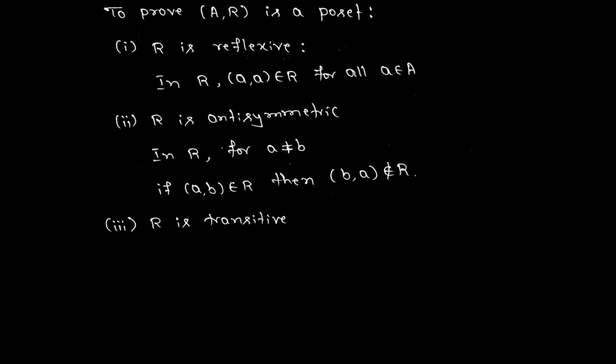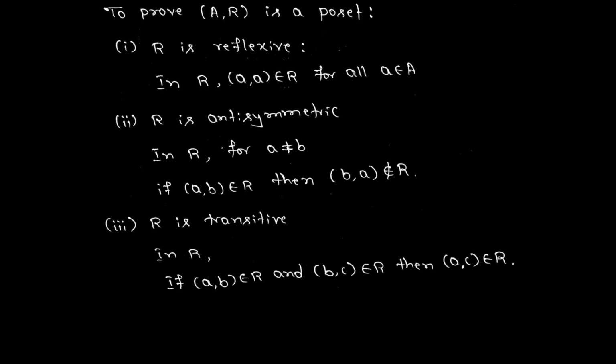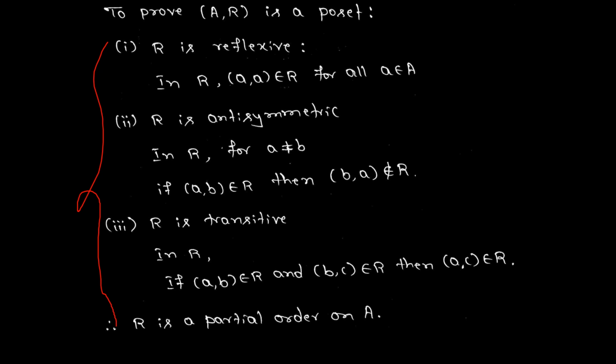Now to say it is transitive, whenever A comma B belongs to R and B comma C belongs to R, we observed that in the relation A comma C will also be there in R. We just write in lines. Therefore, R is a partial order on A. So these lines we need to write to say R is a partial order. Hence, A comma R is a poset.